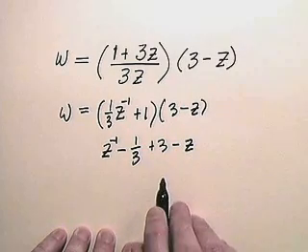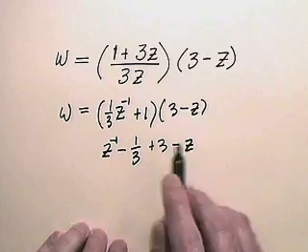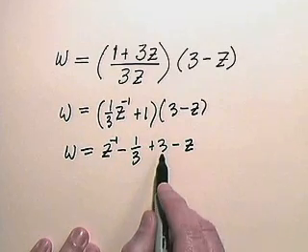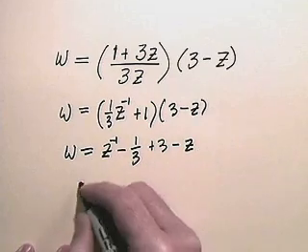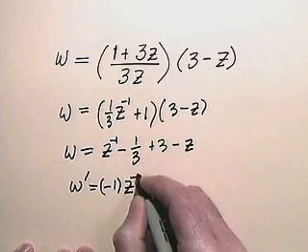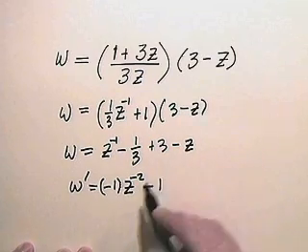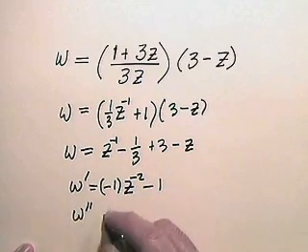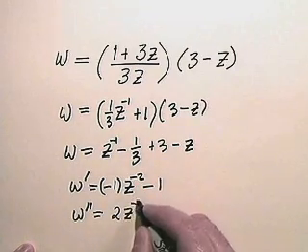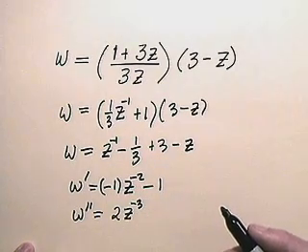And so notice how much we've simplified the expression. In fact, we just really have two terms which will survive the first derivative. In other words, w is z to the negative 1 minus 1/3 plus 3 minus z. And so that means w prime is negative 1 z to the negative 2 minus the derivative of z, which is 1, so negative 1. And now it's easy to compute the second derivative. Negative 2 times negative 1 is 2, z to the negative 3, and the derivative of 1 is 0. And so that's all there is to the second derivative.